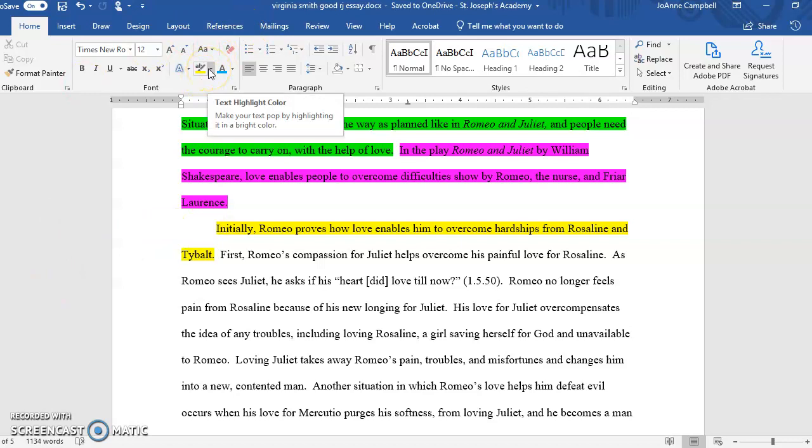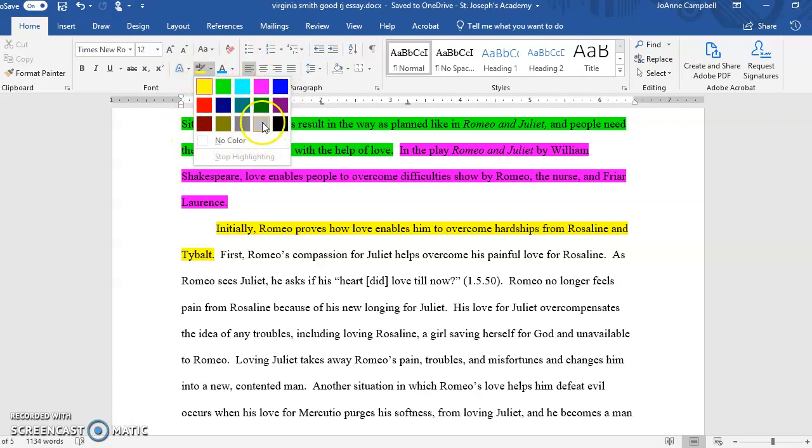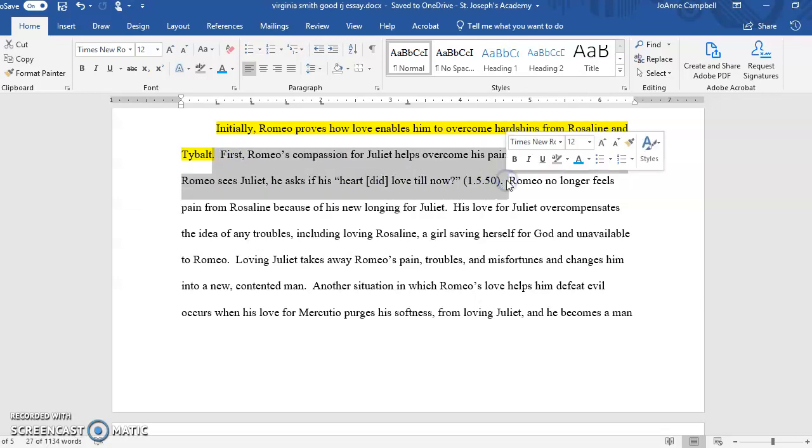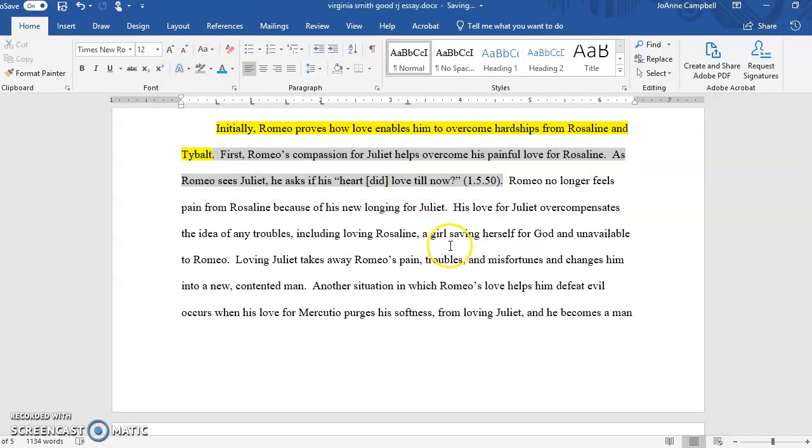Now I'm going to highlight the next in a different color. Let's see, I'll do gray. Okay, so we have another transitional word because it's the first supporting detail. Okay, she says, first, Romeo's compassion for Juliet helps overcome his painful love for Rosaline. As Romeo sees Juliet, he asks if his heart did love till now. Okay, so that's the supporting detail sentence and the example sentence. Okay, and she did it in two separate sentences. You can put it together if you want. Okay, but that's the supporting detail and that's the example.